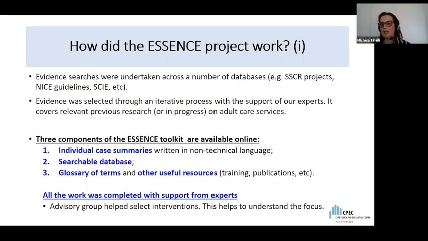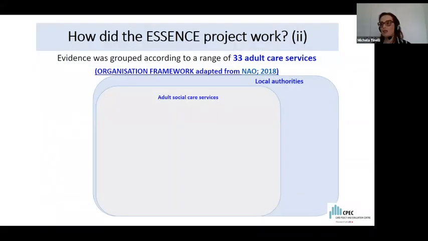We had workshops. I want to share publications, and, for example, this webinar is actually part of this collection of resources. As I mentioned, all the different steps were completed with the support of the experts. The advisory group really helped us in the selection and really guided us to keep a focus across the whole exercise. We were also quite fortunate because at the time the National Audit Office had just published its organizational framework around adult social care services.